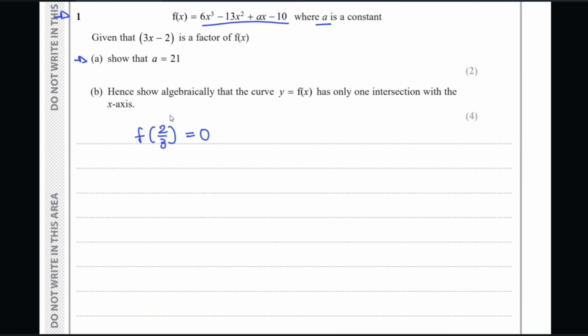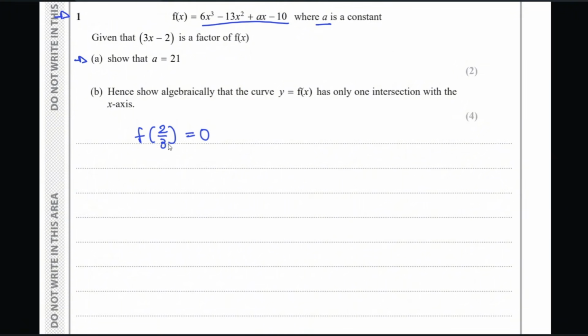So how do we come up with 2 over 3? If 3x minus 2 is a factor, we just equate this to 0 and find what x would be equal to. So x would become 2 over 3, and this is the value 2 over 3 that we substitute here, and that should be equal to 0. So let's continue with this.